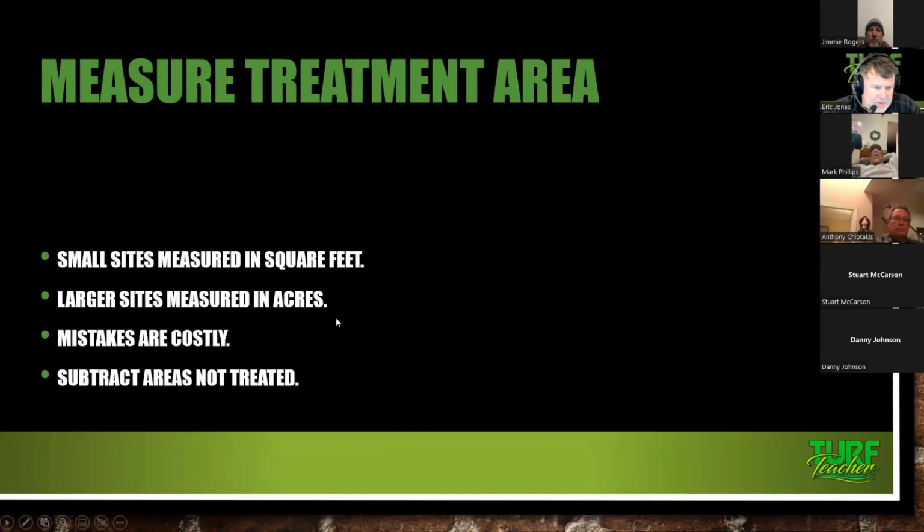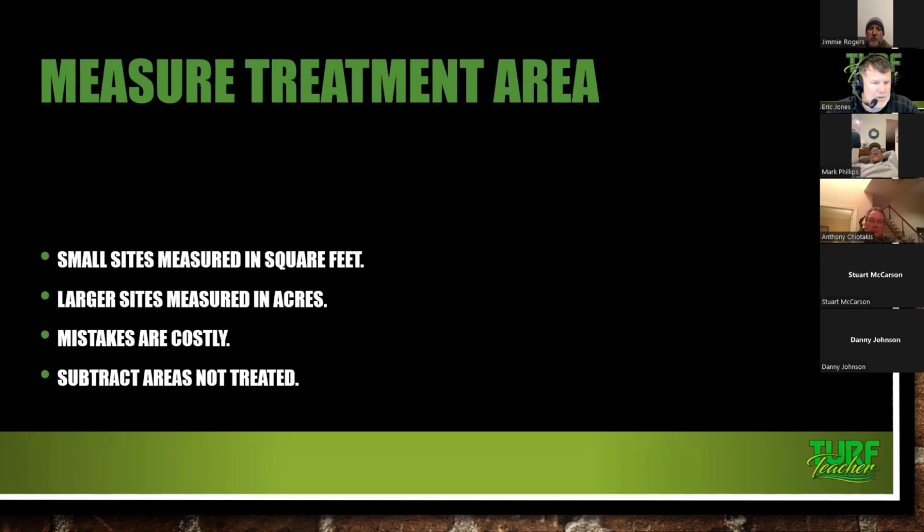So we have to measure our treatment area. And there's all kinds of tools out there that we can use to measure it. If we have small sites, which I love, small turf grass areas, I love lawns that are like 8,000 square feet and less. It's just our little niche. Larger sites, you may have to measure in acres, and when we're measuring in acres, mistakes are very costly. And with the cost of fertilizer and pesticides now, even on our smaller sites, if we're using too much, we are spending way more money than we need to. And we need to subtract out the areas that are not treated.